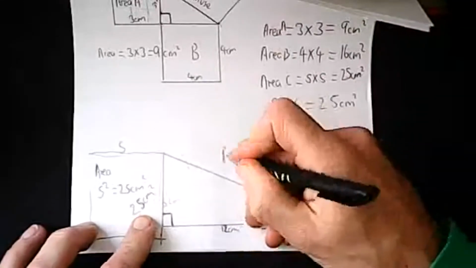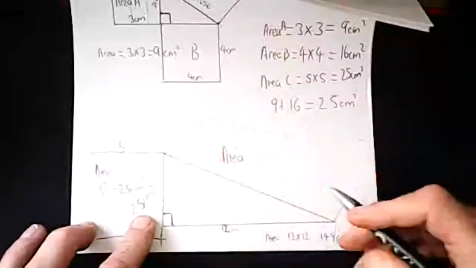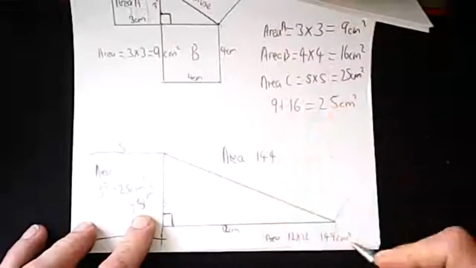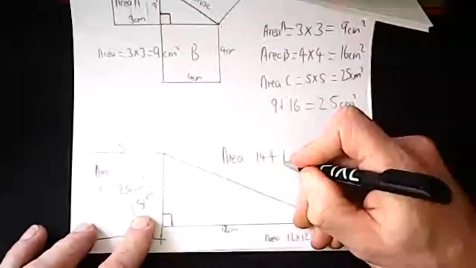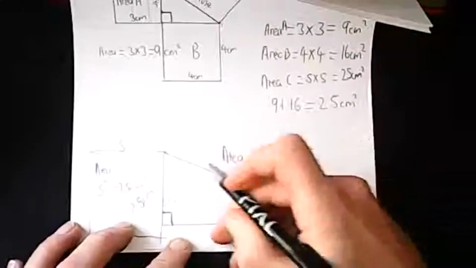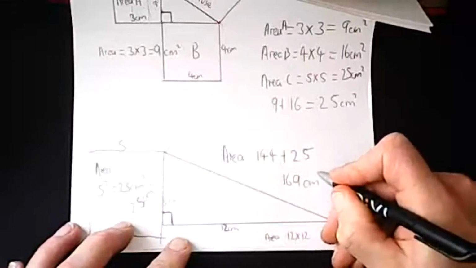So to get the area of this square here, if we were to draw it, would be 144 added to 25. So the area of this is going to be 169 centimeters squared.